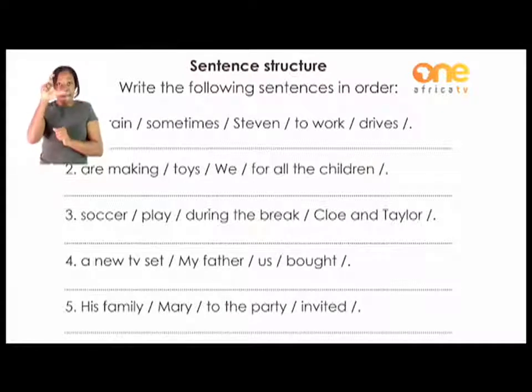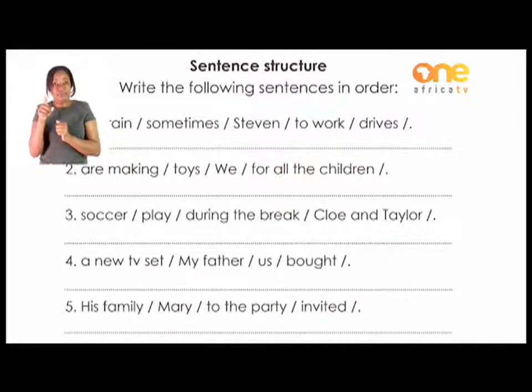It must make sense. Number 1, by train, sometimes, Stephen to work, drives. Those are the words which are jumbled. Now we have to put them nicely in order to make a sentence correct. Okay, which word do you think you will start here? I see the name is starting with a capital letter. Let's try and see. Stephen drives to work, sometimes, by train. Is that correct?